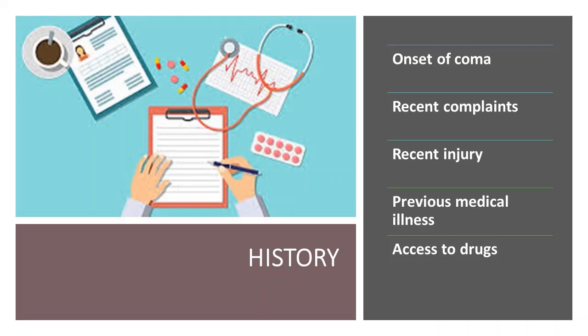Now, how to diagnose unconsciousness? The most important part is history. The onset of coma, whether it is abrupt or gradual. Recent complaints like headache, depression, focal weakness, vertigo. Any recent injury, previous medical illness like diabetes, uremia, heart disease, access to drugs like sedatives, psychotropic drugs, etc.